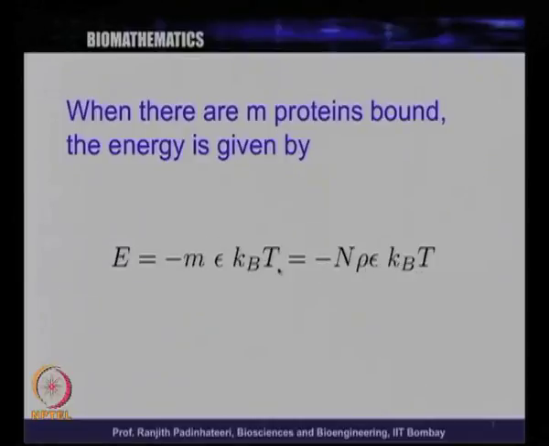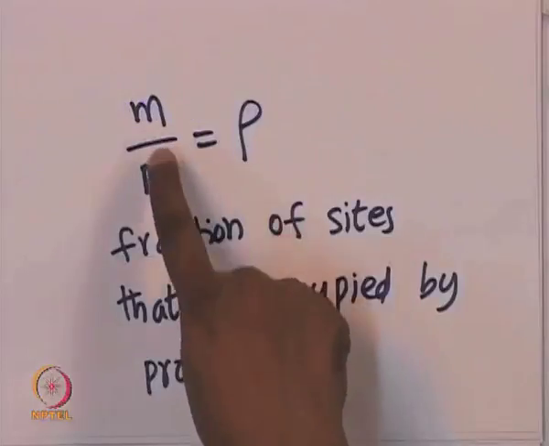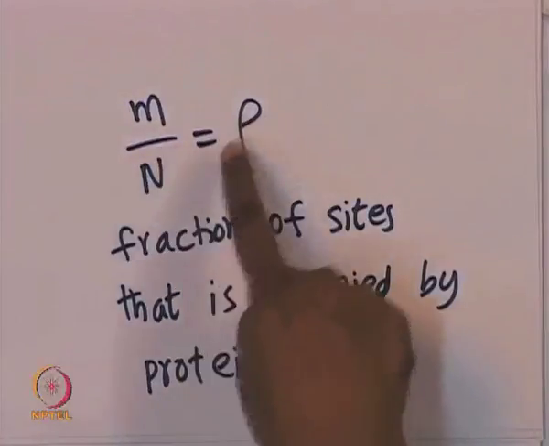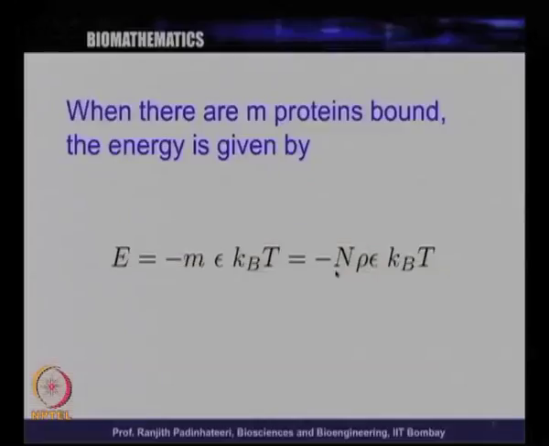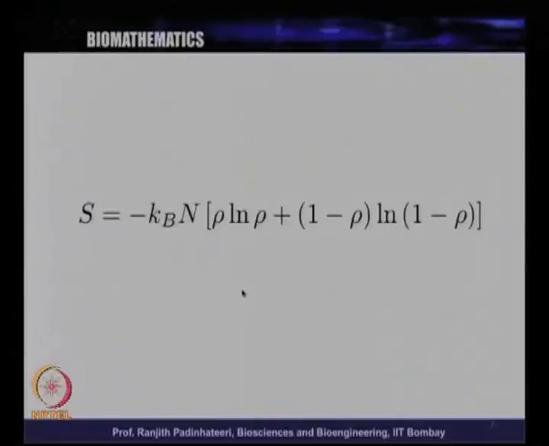So, energy is, there are m proteins bound, each protein has a binding energy minus epsilon. So, minus m epsilon k b t is the energy, and m can be written as n rho, because we saw that m by n is rho. So, m is n rho. So, we can write this as minus n rho epsilon k b t. So, this is energy and this is entropy.